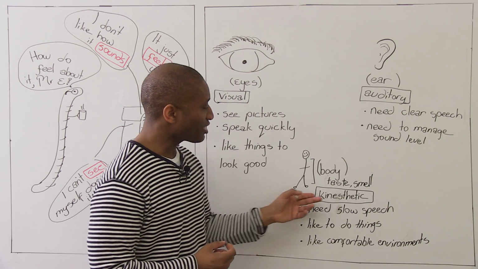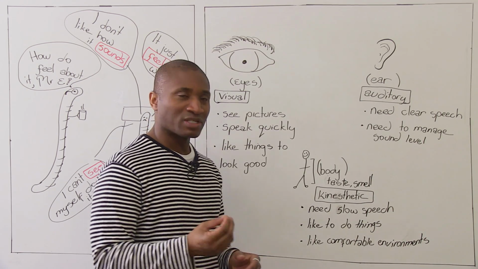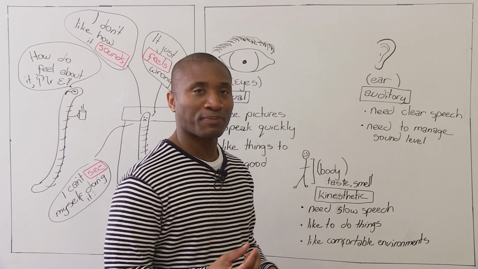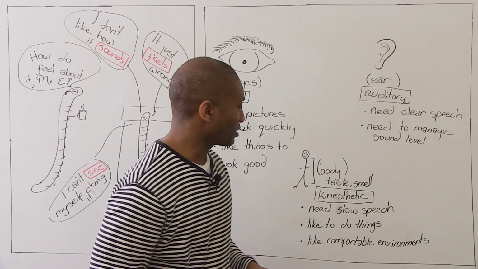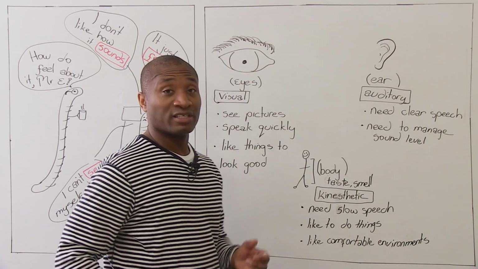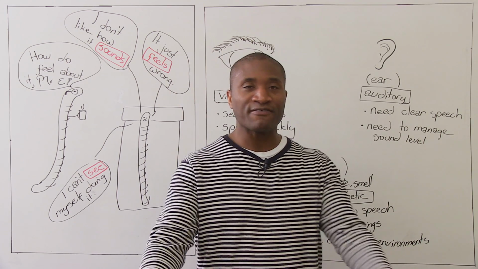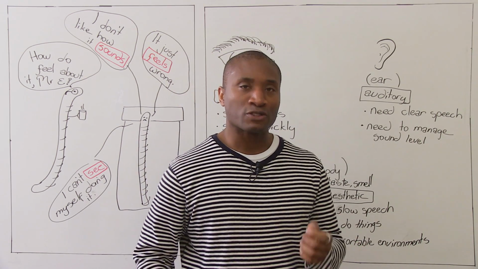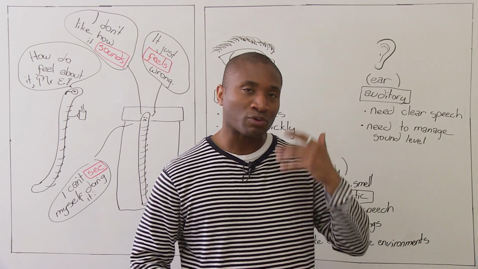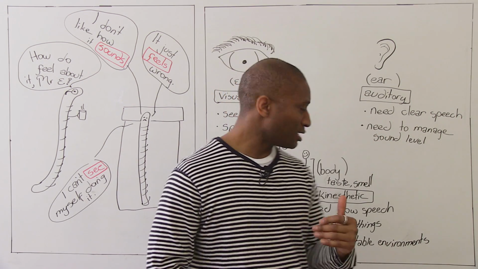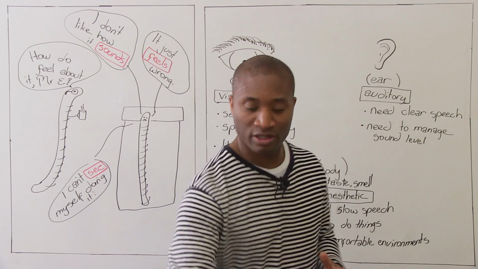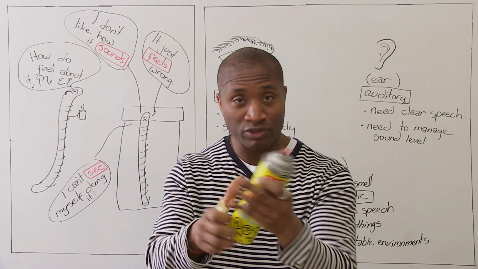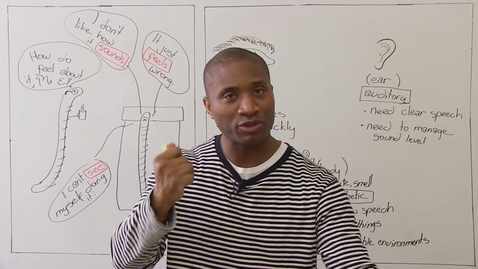Well, body. It's called kinesthetic. Sometimes it includes taste, delicious, and smell. Okay? These people need really slow speech because they feel with their body. So the slow speech helps them to process the information. Okay? They like to do things. They're what we call hands-on. They want to touch something or move something. They understand things when they're doing it.